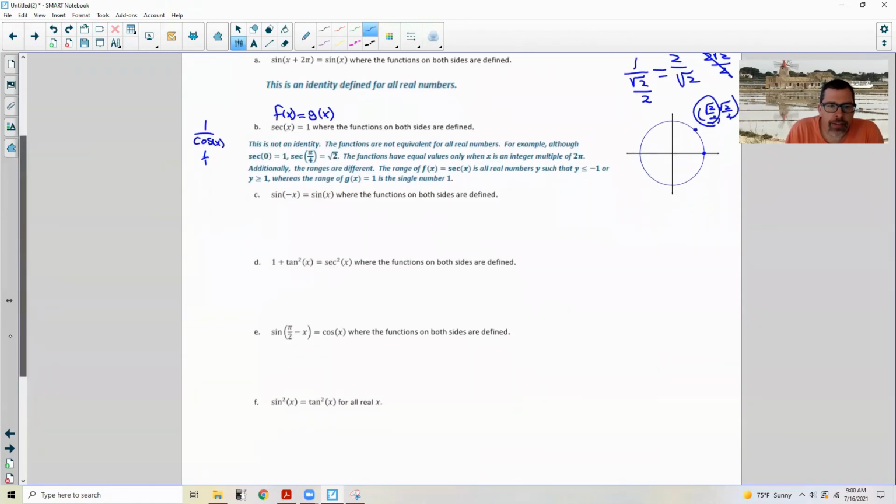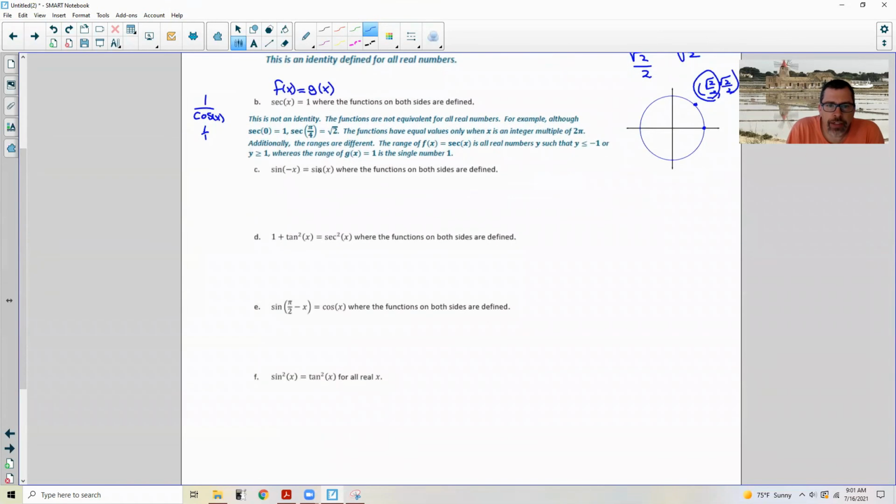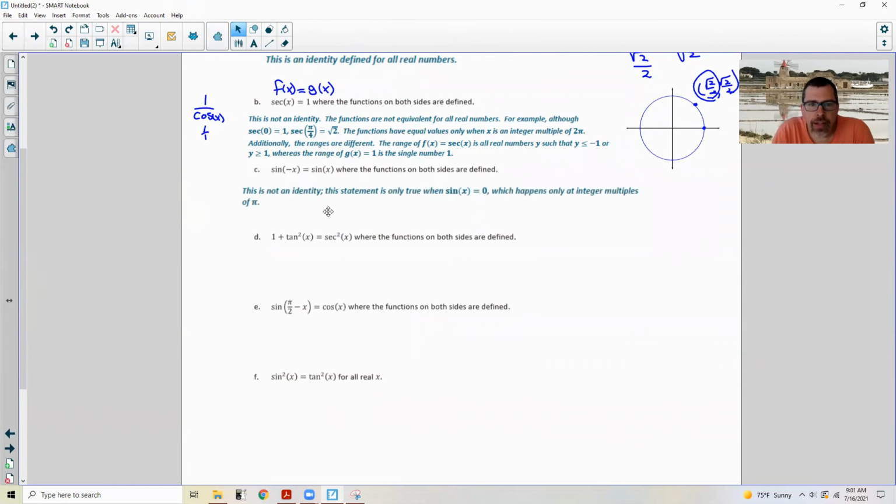Part C says the sine of -x equals the sine of x where the functions on both sides are defined. Okay. This is not an identity. This statement is only true when sine of x equals 0, which happens only at integer multiples of pi. So it'd be at 0, pi, 2 pi, 3 pi, 4 pi, and so on. Not true anywhere else on the unit circle.